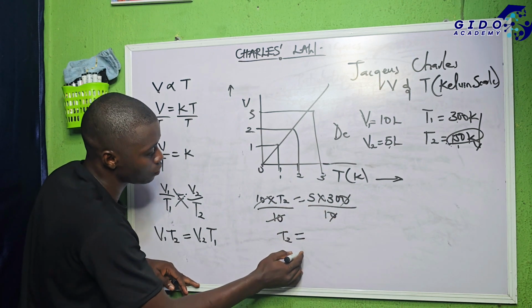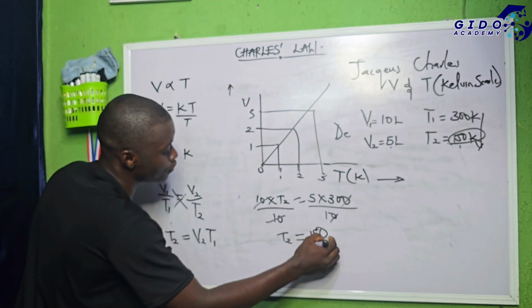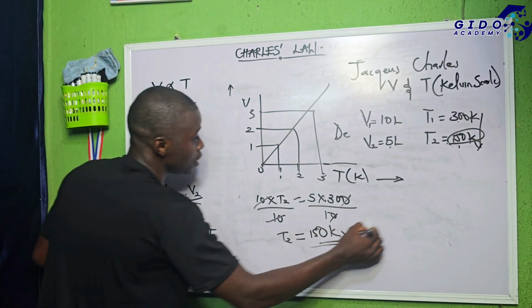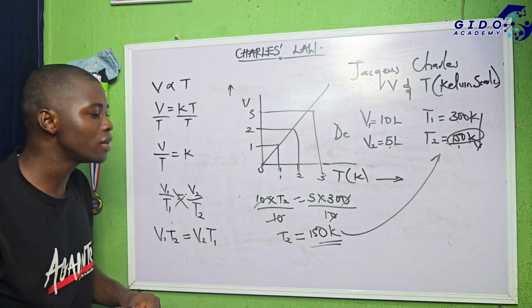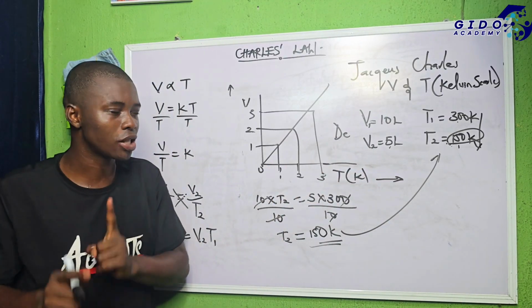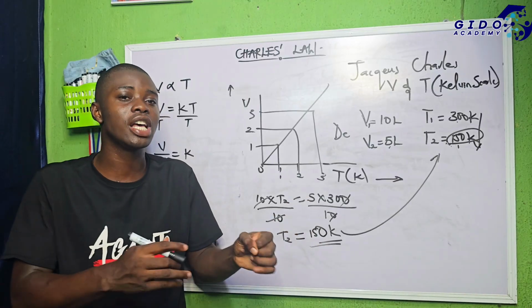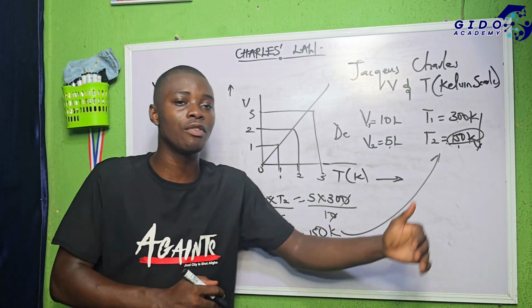5 times 30 will give us, 5 times 3 will give us 15. That's 150 Kelvin. It's the same thing as what we have here. So most of the time, we don't really need to solve before we get our answer. Remember what I will always say: Jacques Charles didn't do any invention. He gave us a prediction.